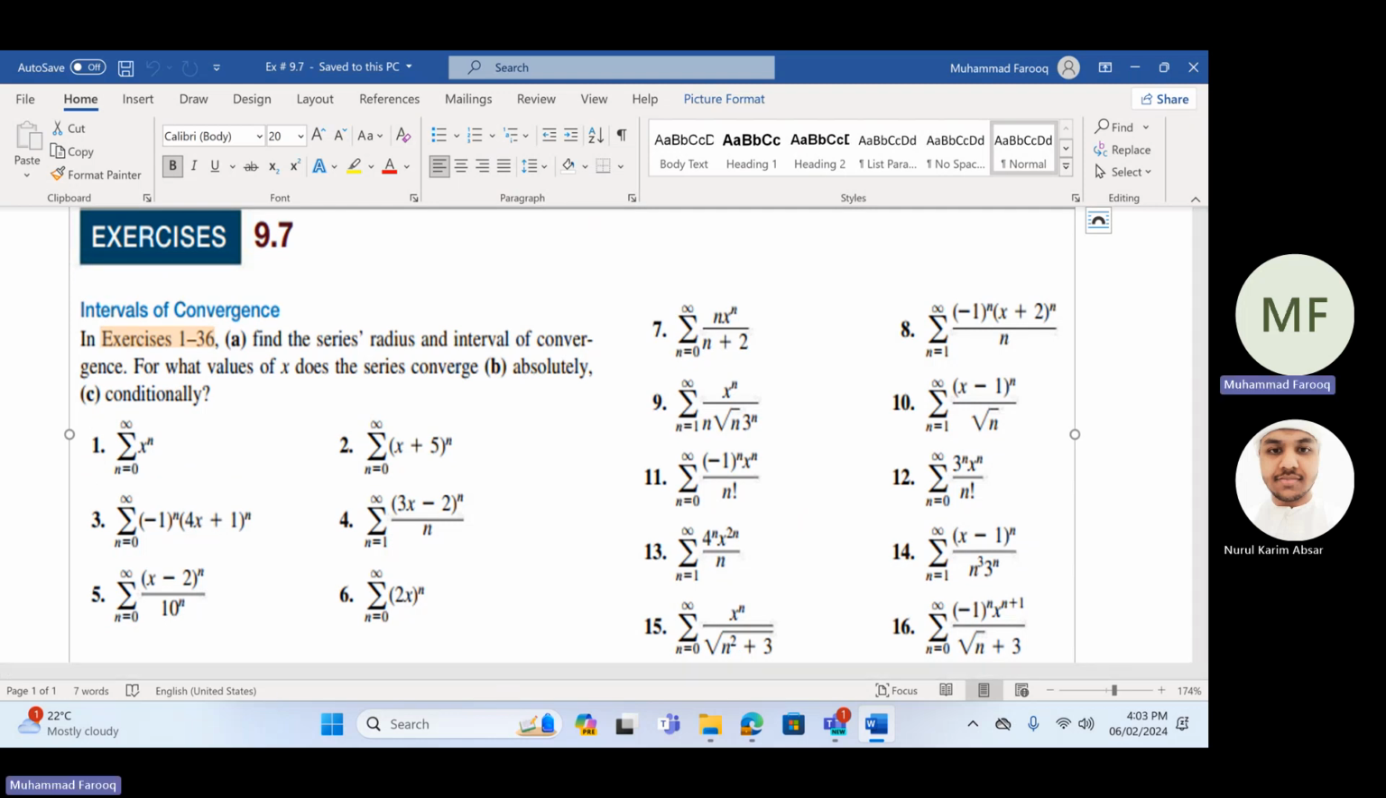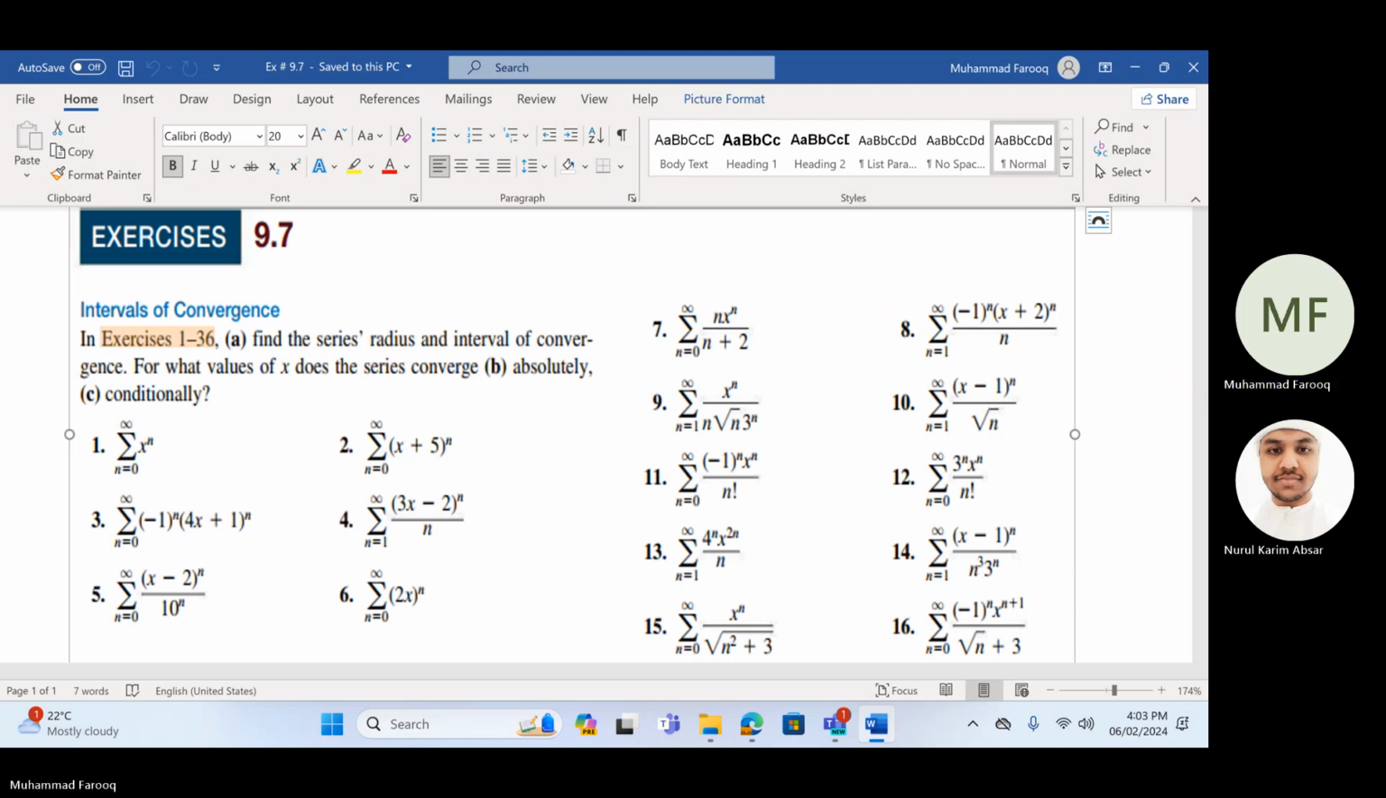In all these 1 to 36 questions, there are basically three parts, A, B, and C. And in the exam, we give you questions just like that. The 9.7 question has three parts and each part has 2 marks, so the question comes with 6 marks because we need part A, part B, and part C.